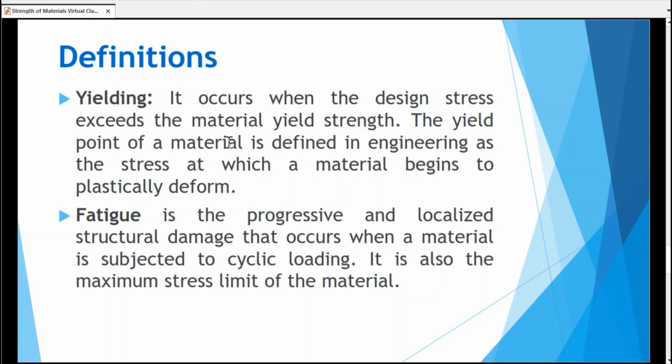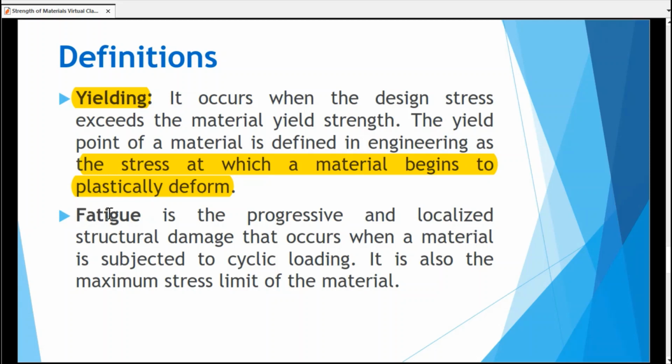The yield point of a material is defined in engineering as the stress at which a material begins to plastically deform. So this is the yield strength that we spoke about, right? The stress at which a material begins to plastically deform. Now, this is the yield strength, or the specific point. But yielding is the property, right? This is the characteristic of a material in which it starts to surrender, and it becomes plastic. It can be elastic, and now it becomes plastic.